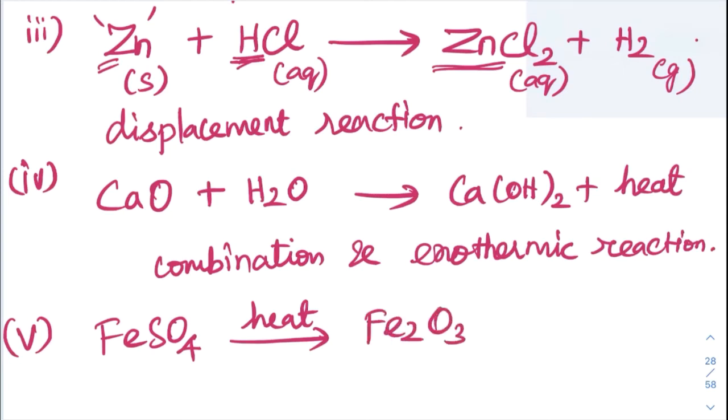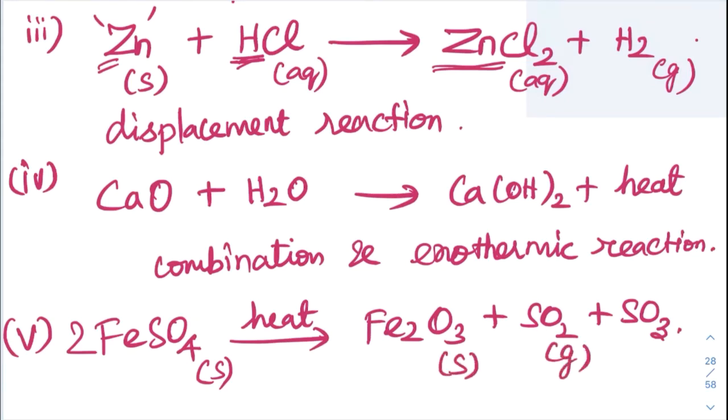Ferrous sulfate on heating gives ferric oxide Fe2O3, sulfur dioxide SO2 and sulfur trioxide SO3. For balancing we should write 2FeSO4 on heating gives Fe2O3 plus SO2 plus SO3. And let us write the physical states. Ferrous sulfate is a solid and ferric oxide is a solid. Sulfur dioxide as well as sulfur trioxide are gases.